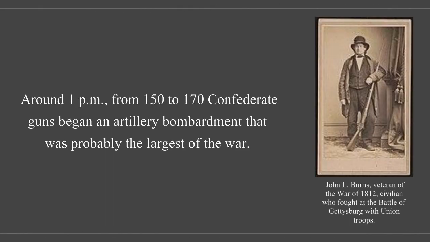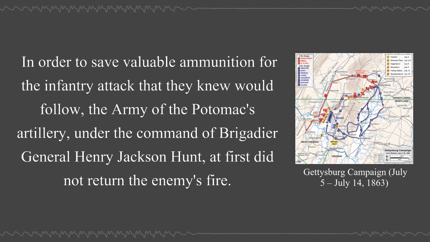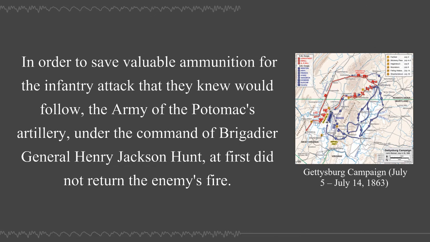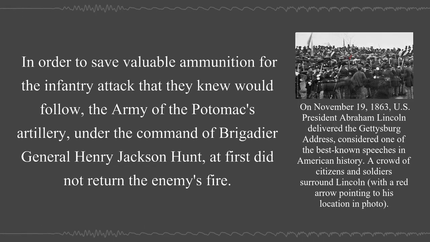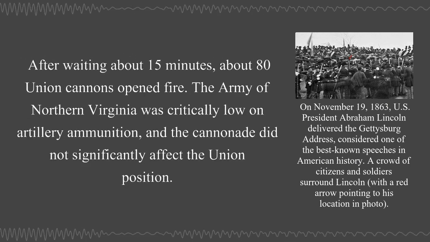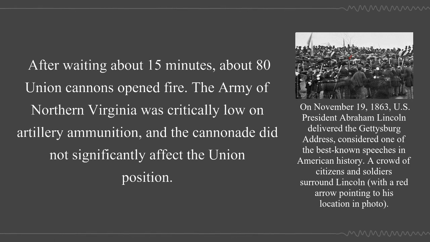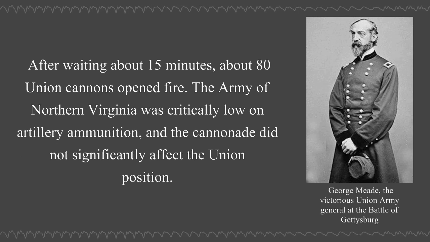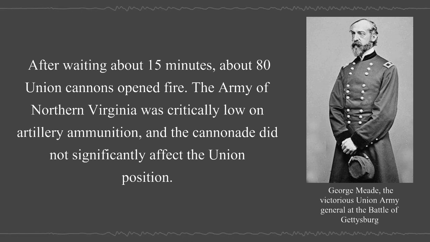Around 1 p.m., from 150 to 170 Confederate guns began an artillery bombardment that was probably the largest of the war. In order to save valuable ammunition for the infantry attack that they knew would follow, the Army of the Potomac's artillery, under the command of Brigadier General Henry Jackson Hunt, at first did not return the enemy's fire. After waiting about 15 minutes, about 80 Union cannons opened fire. The Army of Northern Virginia was critically low on artillery ammunition, and the cannonade did not significantly affect the Union position.